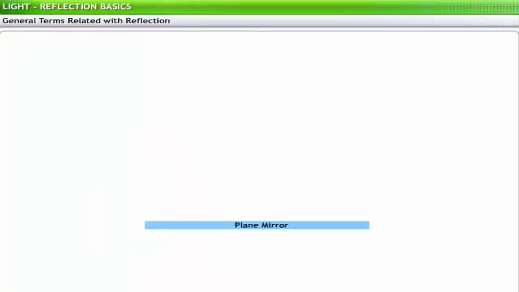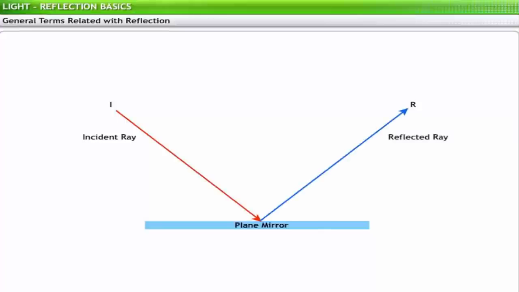Let us examine the phenomenon of reflection and the terms related with it. An incident ray is a ray of light incident on an object or a reflecting surface. A reflected ray is a ray of light that bounces back from a reflecting surface. The point of incidence is the point of an object or a reflecting surface at which a light ray is incident. Normal is an imaginary line drawn at the point of incidence, perpendicular to the reflecting surface.